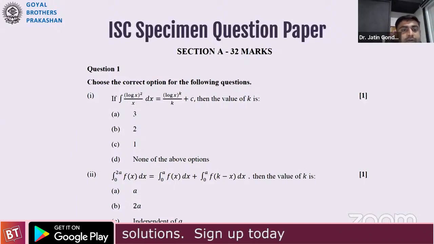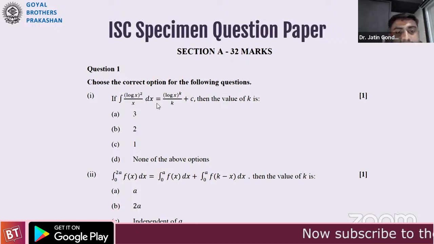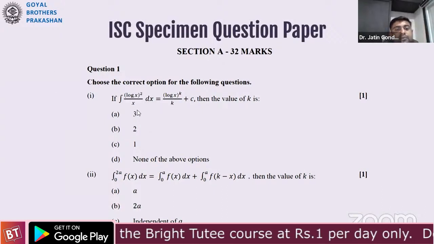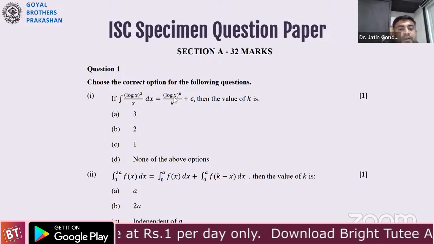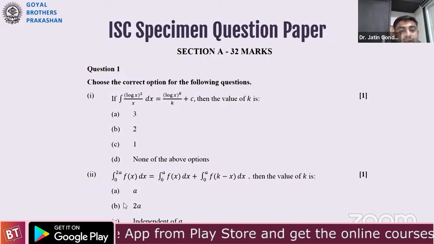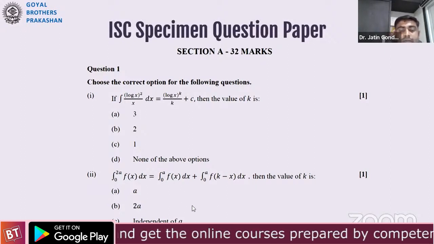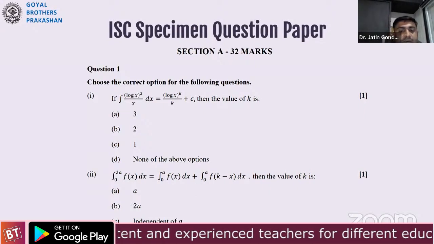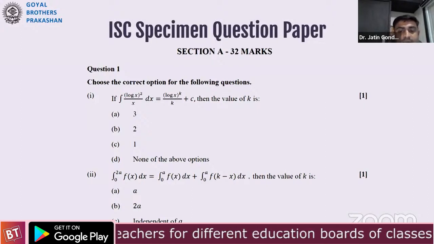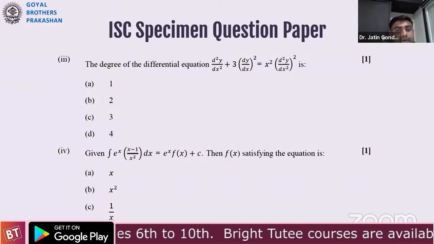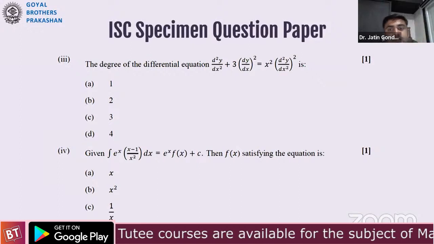You can solve this question by using the concept of the integration of f of x raised to n into f dash x dx. As we know, the differentiation of log x is 1 upon x, so the integration will be log x the whole raised to 3 by 3. So the value of k will be 3. In question 2, they have asked one wonderful property of a definite integral, and they have given 4 options by which you can analyze the given question. Then question 3 is from differential equations: find the degree of the differential equation.